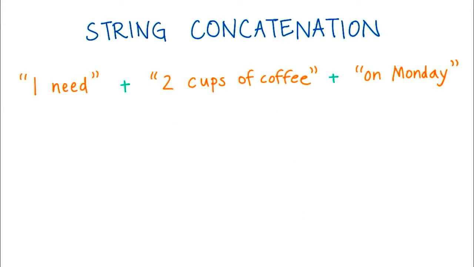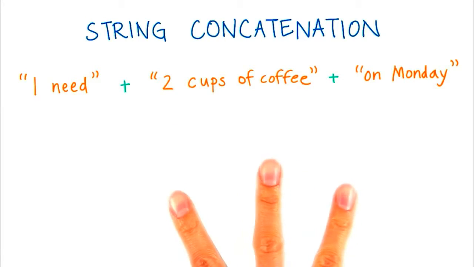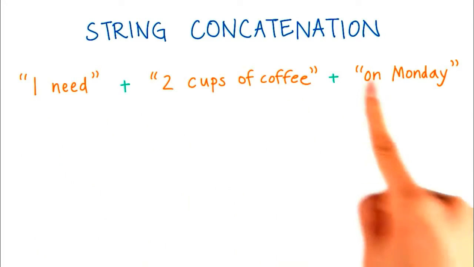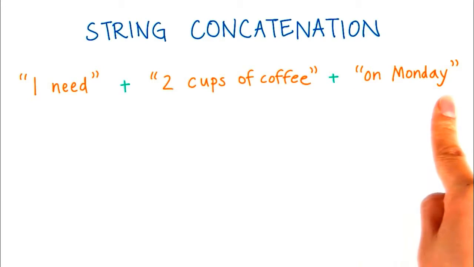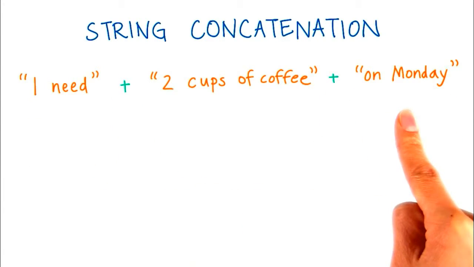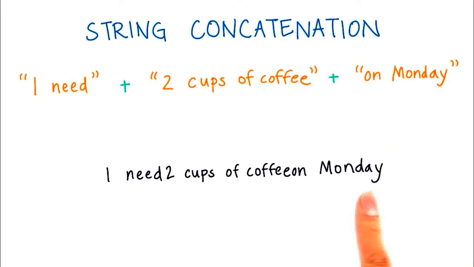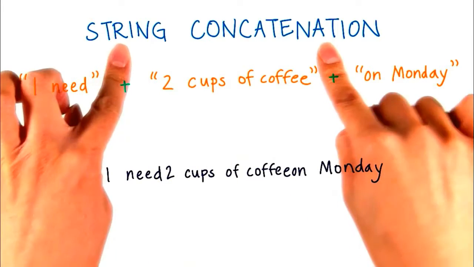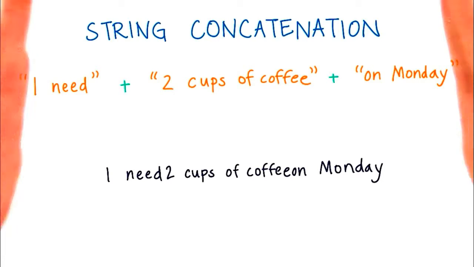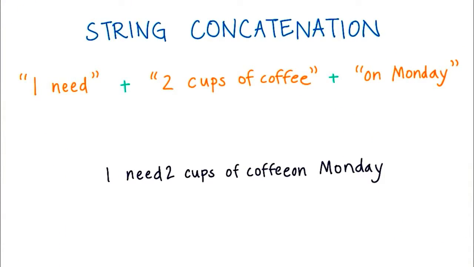Let's look at an example. Say I have 3 different strings. One string literal says I need, another string literal says 2 cups of coffee, and another string literal says on Monday. I can use the plus symbol to concatenate all these strings together. That forms a ginormous string that says, I need 2 cups of coffee on Monday. Whenever I see something like this, I imagine the plus symbols are gone, and I imagine the quotes are gone, and I just imagine literally squishing all of these things together.